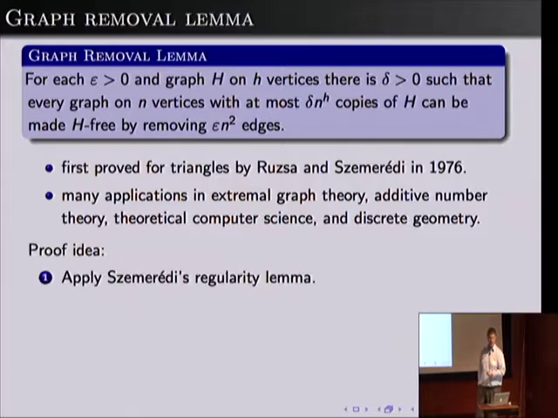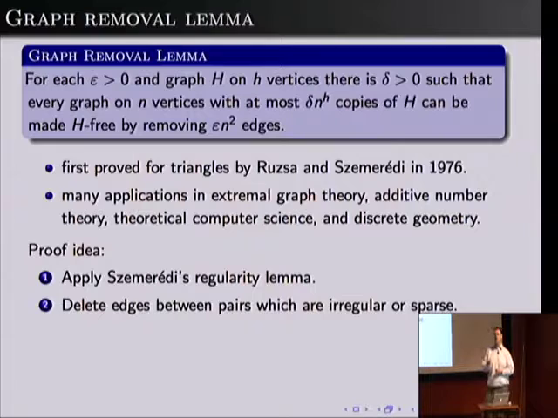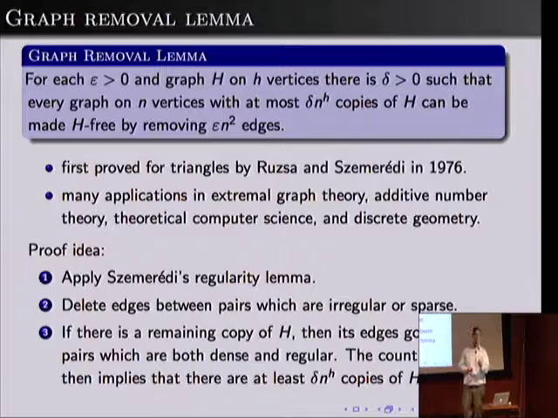And here's the proof idea. So you have this graph G, this big graph, and you first apply Szemerédi's regularity lemma. And then you clean up the graph. You delete the edges between pairs which are sparse, so which have low edge density, and between pairs which are irregular. And you haven't deleted many edges. So you've deleted some small number of edges. And if there's any remaining copy of H in the whole graph, then each edge goes between a pair which is both regular and dense. And from the graph counting lemma, you then get not only is there one copy, but there's at least delta n to the h copies. There's at least some constant times n to the h copies. So that's the proof idea of the graph removal lemma.